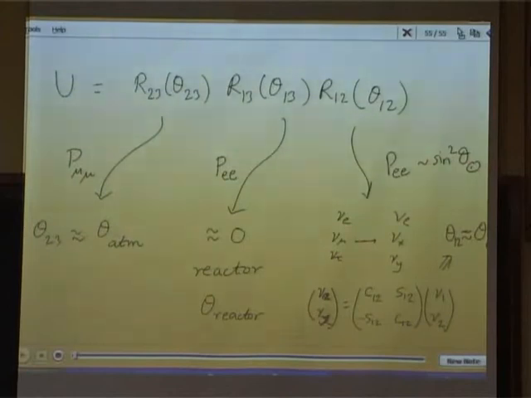There are corrections because this was true only when theta 1 3 was 0. Ideally there will be some corrections proportional to theta 1 3. Therefore, very often theta 1 2 is called the solar angle. So we said that this matrix is parameterized in terms of the solar mixing angle, the atmospheric mixing angle, and the reactor mixing angle. Theta 1 3 is the reactor angle.